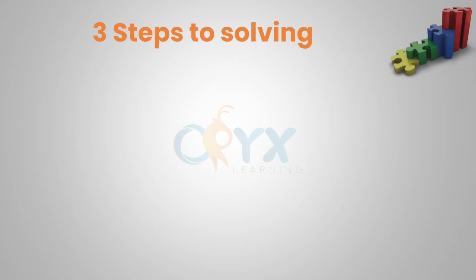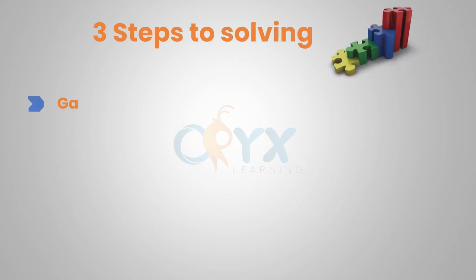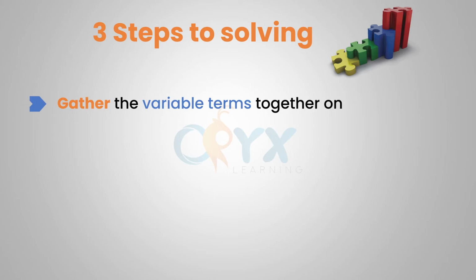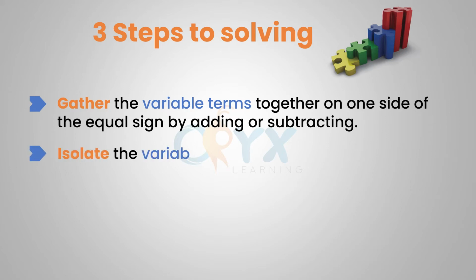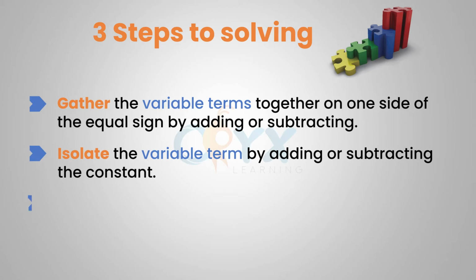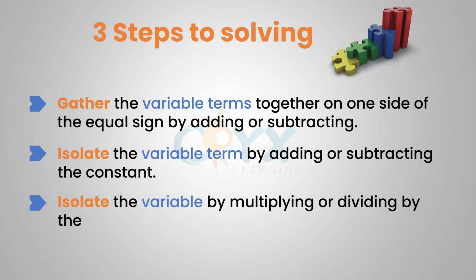3 steps to solving. The first step is to gather the variable terms together on one side of the equal sign by adding or subtracting. Second, isolate the variable term by adding or subtracting the constant. Third, isolate the variable by multiplying or dividing by the coefficient.